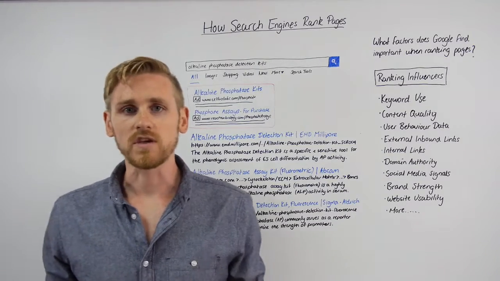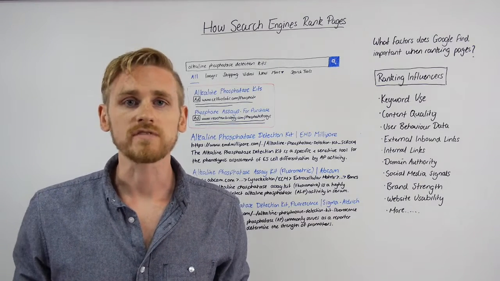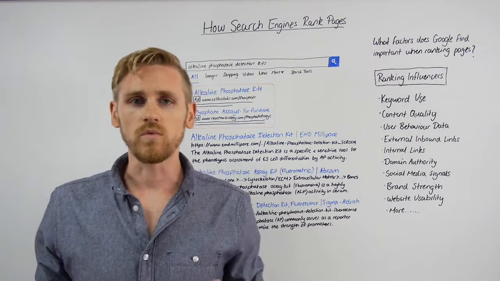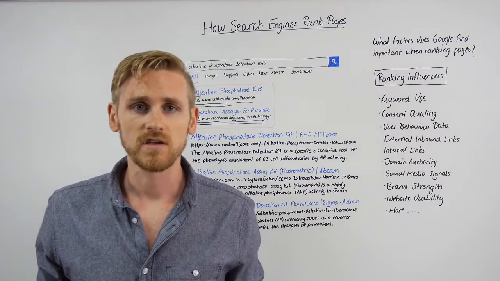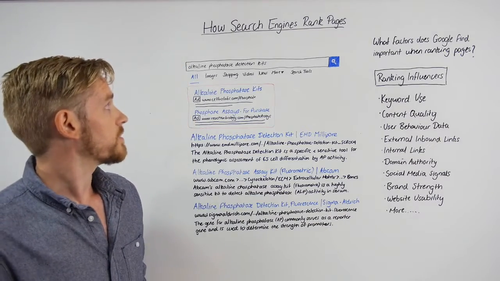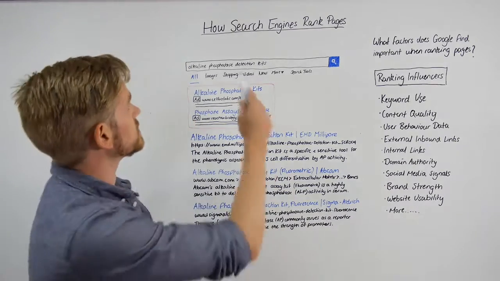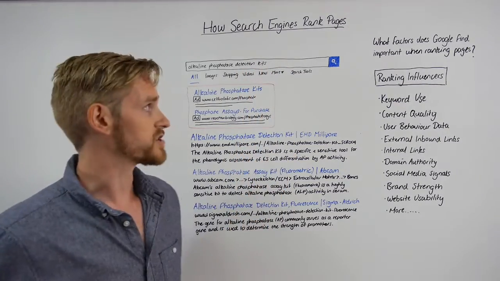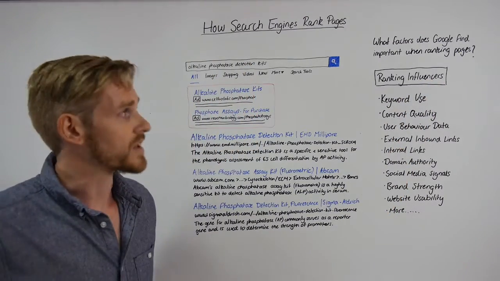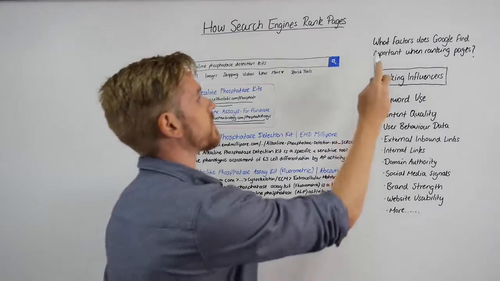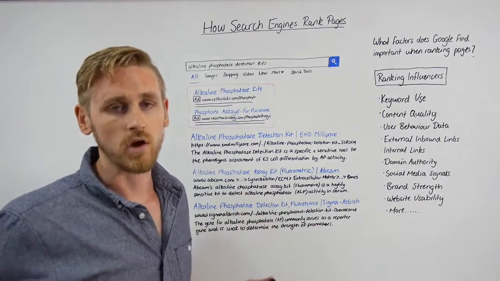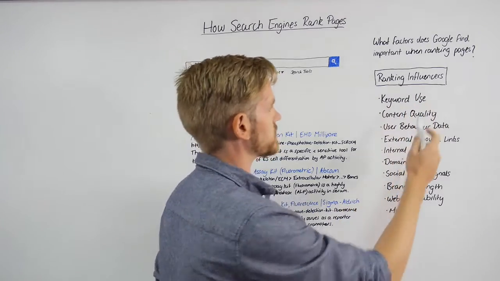In the last video we discussed why SEO is important to life science companies and to their digital marketing strategy. We also walked through some of the basic tactics for SEO, one of them being to improve your rankings, which is obvious. To improve your rankings, we need to know how search engines rank pages in the first place. So what factors does Google find important when ranking pages? Once we find out these factors, we're going to know how to influence Google into ranking our web pages. So what are the ranking influences?